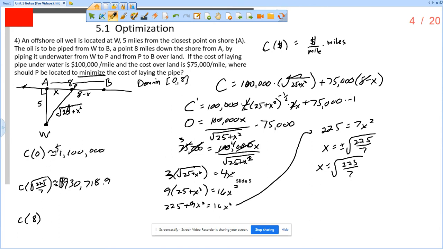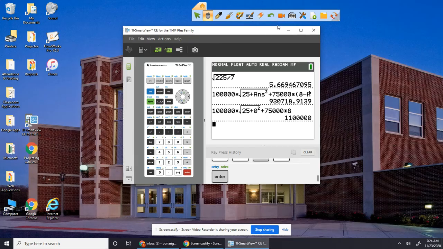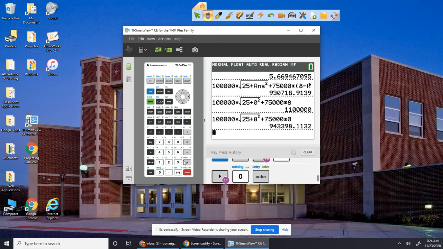All right, and then lastly, I evaluate with 8. I'm just going to hit second enter, and then I'm going to plug in 8 for this 0. So 8 there, and then this one would be 8 minus 8, which is actually just 0. All right, and so now I get 943,398.